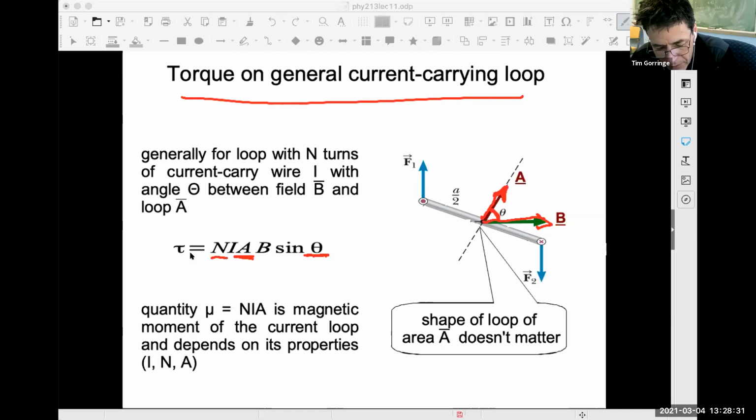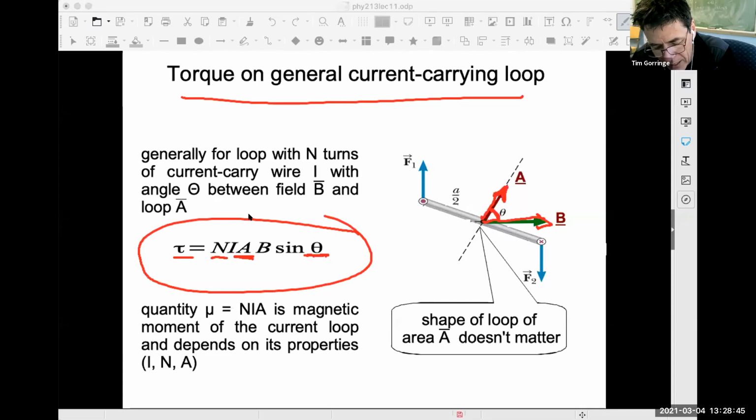So you see the equation for the torque on a rectangular current carrying loop that we met on the last slide: I times A times B. The sine of theta would be 1, but we've expanded that equation so that the loop can have lots of turns, any shape, and any orientation. So this is a very general formula for the torque on a current carrying loop in a magnetic field.